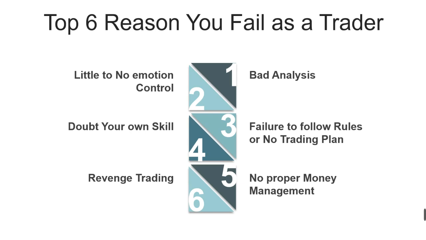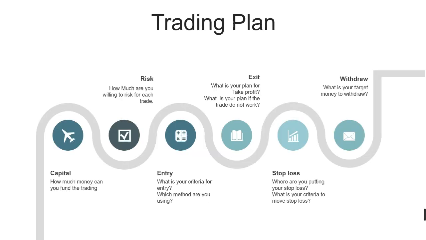So over here, I've presented the top 6 reasons you fail as a trader, so you can prevent yourself from doing these things. The next is the trading plan. I'll give you a simple trading plan. Initially, you must know your capital, how much money you can fund your trading with. It might be $50, $100, $1,000, or $10,000. It depends on how comfortable you are with trading first. The second is how much you are willing to risk for each trade, as a percentage.